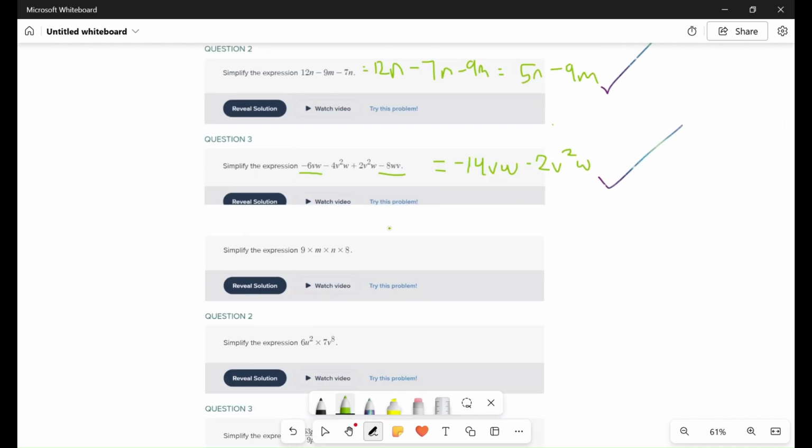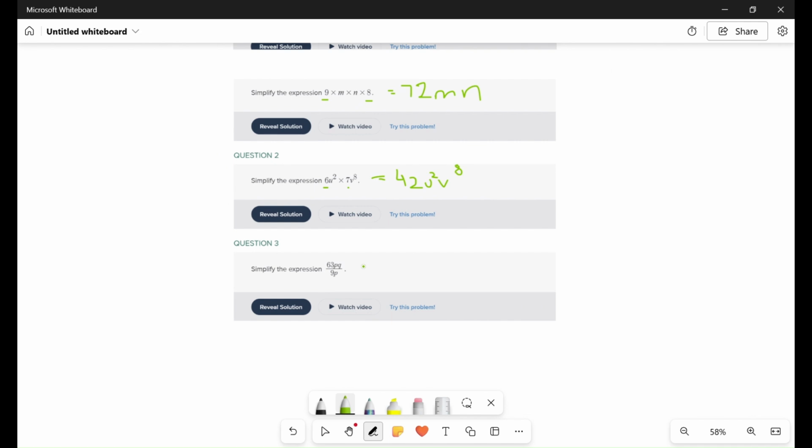Now we have to simplify the expression 9m times 8n. 8 nines are 72. Combine the coefficients first, multiply them, then mn. Oh, what do we have here? Okay, they are not like terms. So 7 times 6, 42, u square v8. Just multiply them.